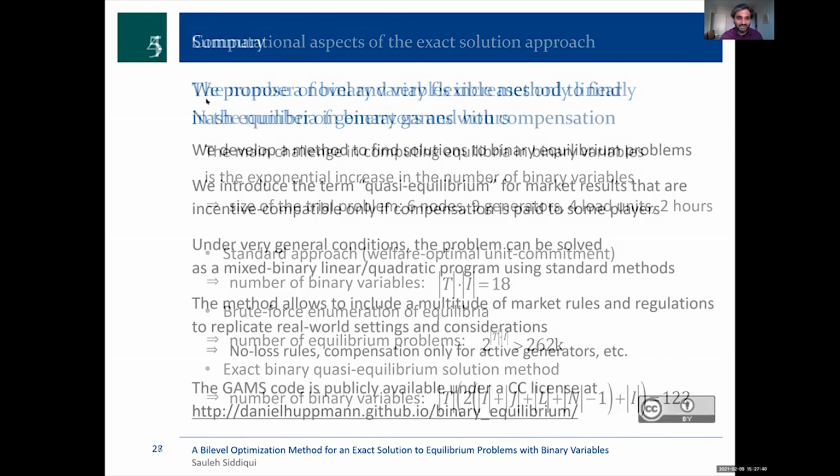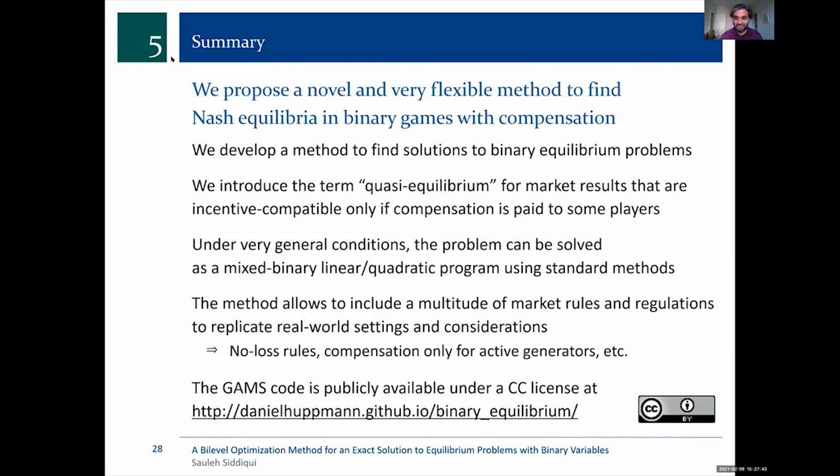So with that, this is just a concluding slide showing what we accomplished. We developed a method to find exact solutions to binary equilibrium problems, and we introduced this term, quasi-equilibrium. Then we showed when the problem can be solved, and we constructed solutions that had minimal compensation payments. And we can show that this could apply to different types of market rules. Our code in GAMS is publicly available, so if anyone wants to play around with it, they're more than welcome to.